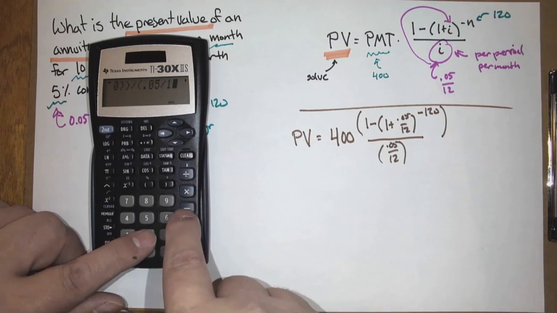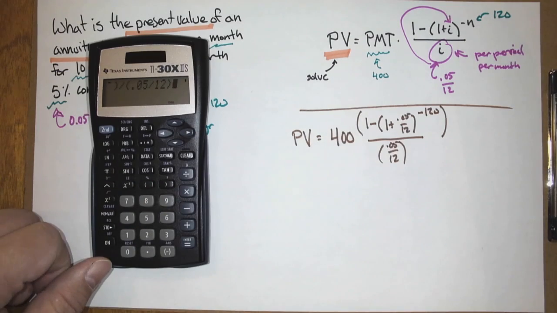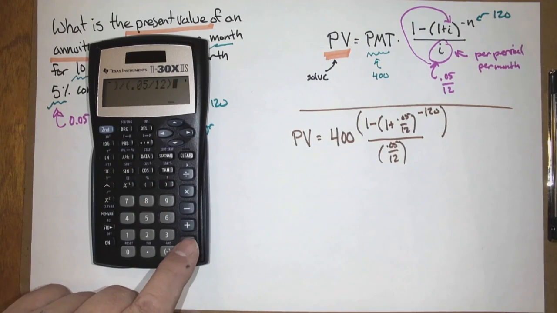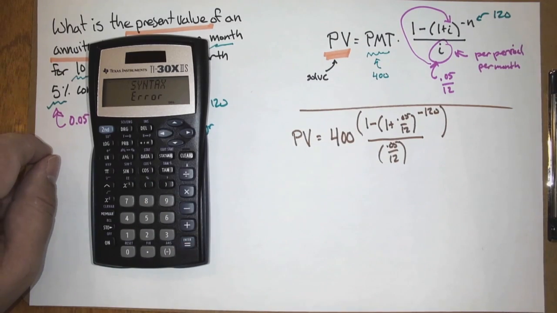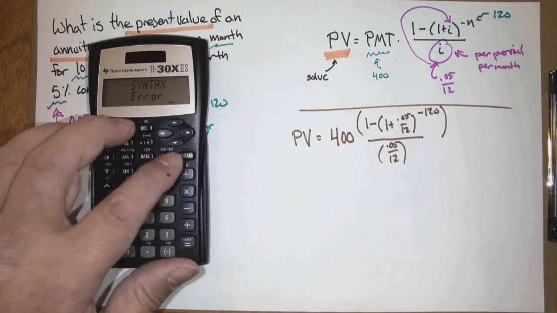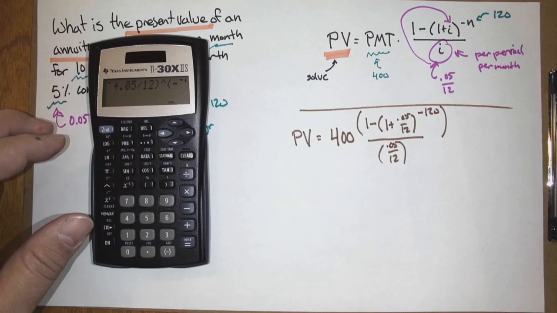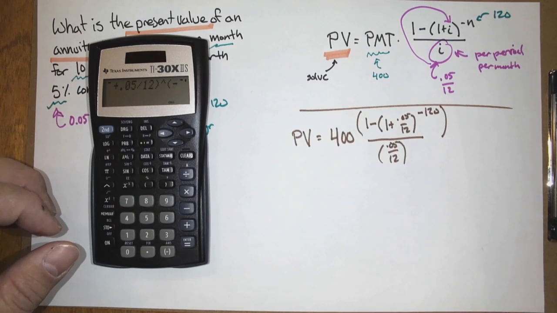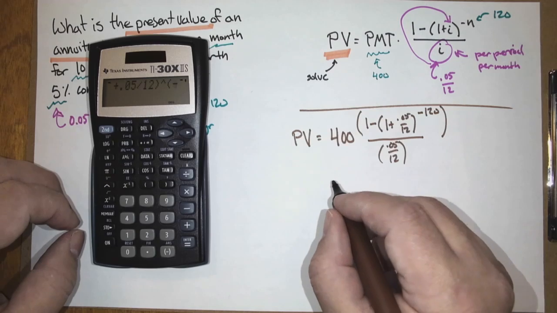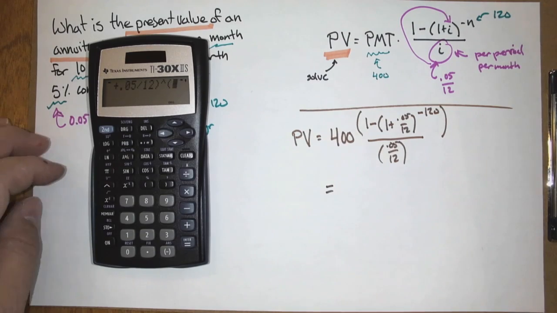0.05 divide by 12. Okay, come on, calculator. Do it for me at least once. I have no idea why this is giving me a syntax error. Is anybody else having better luck with their calculators? Did you have a number? What? You don't know if it's right? Well, it's better than me. I know syntax error is definitely wrong.